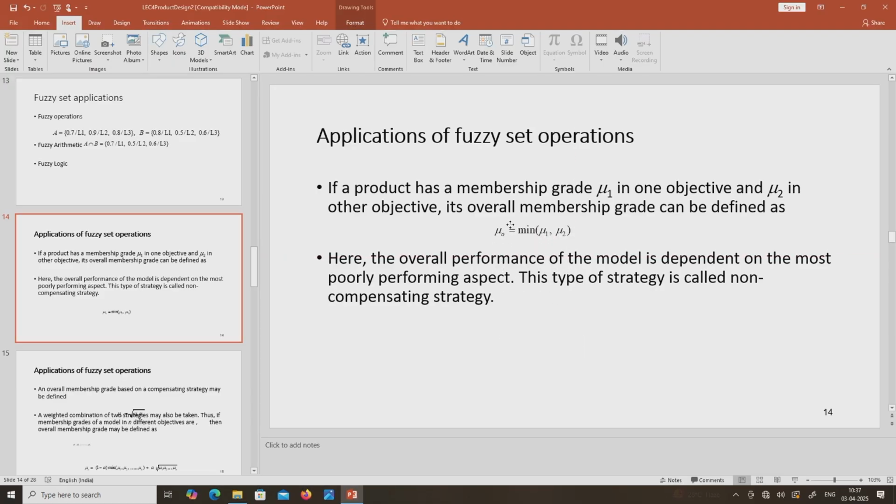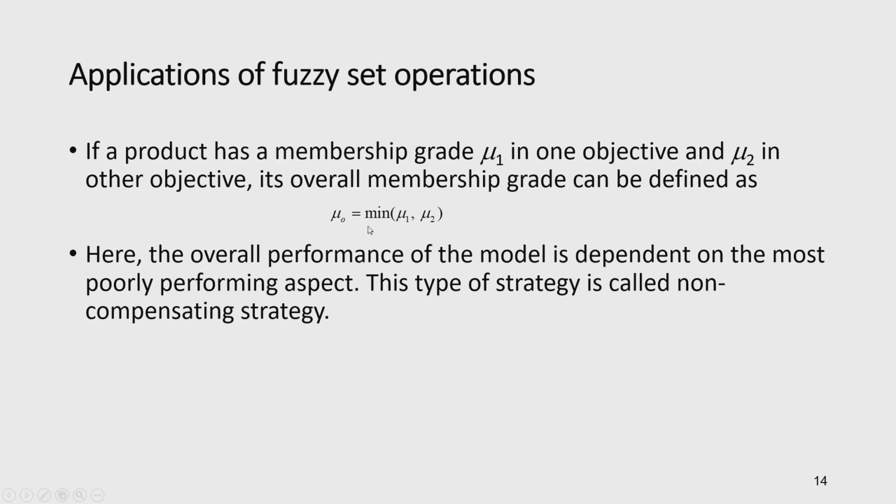If a product has a membership grade mu1 in one objective and mu2 in another objective, its overall membership grade can be defined as mu0 is equal to minimum of mu1 and mu2. If there are three objectives and each one has membership grade mu1, mu2, mu3, then the overall membership grade can be the minimum of mu1, mu2 and mu3.